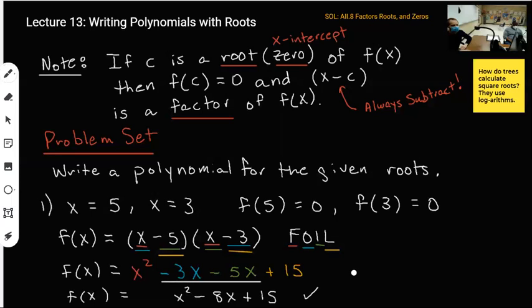So think about it this way. You have this polynomial that you just found. We know that when we evaluate the polynomial at 5 and at 3, I'm always going to get a 0. That means that I'm going to cross the x-axis at 5 and 3. Okay? So what I'm going to do with this is I'm going to hop on over to Desmos, and I want to go ahead and graph this.